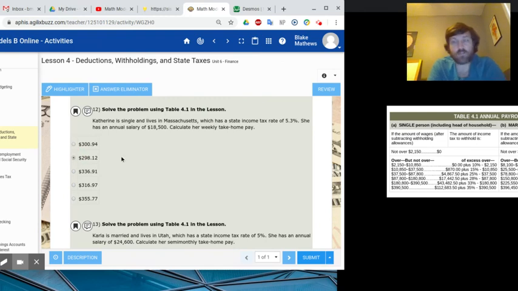And so you can see that's the process you're going to take with each one. You calculate the state income tax, the federal income tax, you subtract them from the salary, then you divide to find the pay for whatever the period is. If it's monthly, you do 12, weekly, you do 52. You just need to do it based on what the problem says.